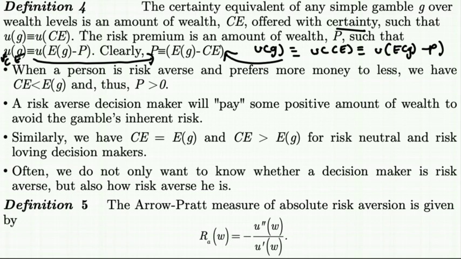Now here, based on this definition, we can say that when a person is risk averse, of course, he prefers more money to less. So we have certainty equivalent less than EG. So the premium is positive.